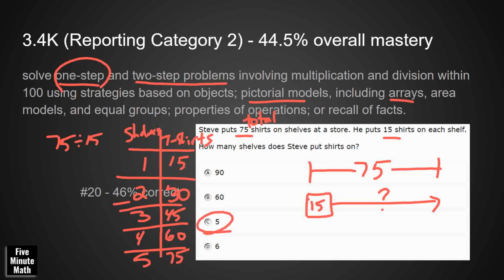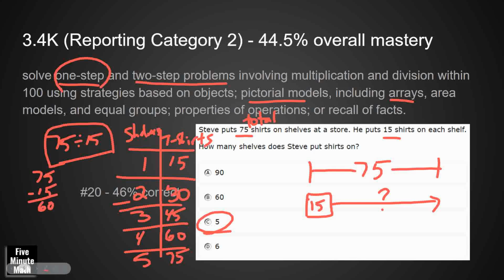Only 46% of our students were able to get this. Even if they were able to identify the operation, they probably got a little bit stuck with 75 divided by 15. You can also just do repeated subtraction, right? Division could be repeated subtraction.